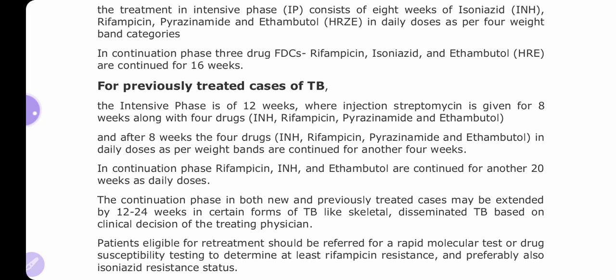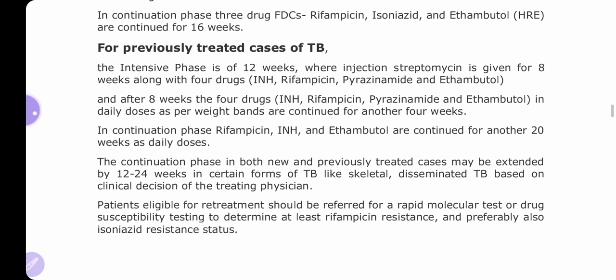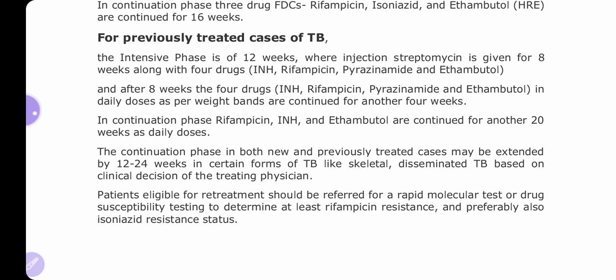And after 8 weeks of 4 drugs, HRZE in daily doses as per weight bands are continued for another 4 weeks. That is, for 8 weeks, streptomycin with HRZE, and after 8 weeks, for 4 weeks, only HRZE drugs without streptomycin are given. So this 12 week schedule is completed in this form. In continuation phase, rifampicin, isoniazid, ethambutol are continued for another 20 weeks. So the continuation phase in relapse cases is for 5 months.